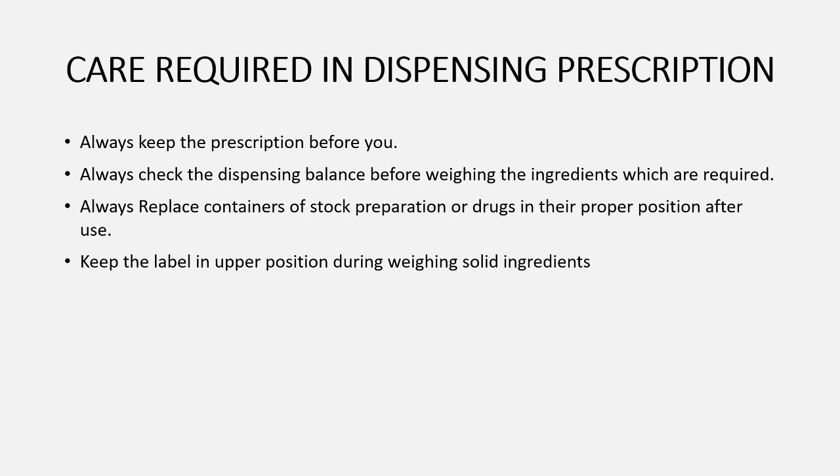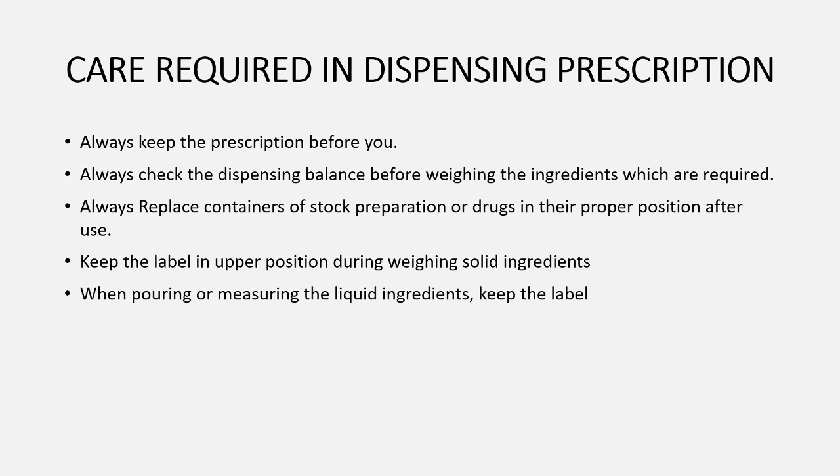Next, keep the label in upper position during weighing of solid ingredients, especially potent drugs such as morphine hydrochloride, to serve as a constant reminder that the correct drug is being used. And when pouring or measuring liquid ingredients, keep the label upward in order to prevent surplus running down of the bottle and staining the label.